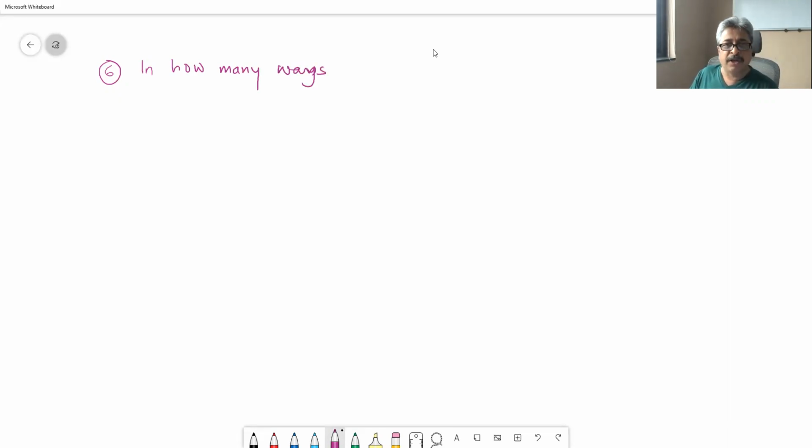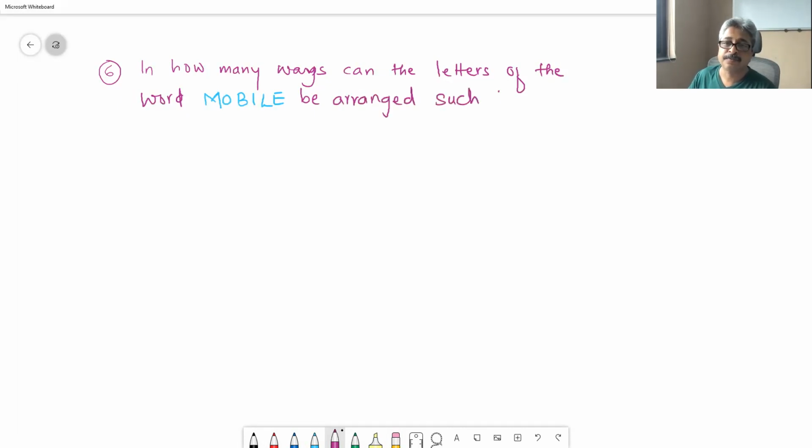In how many ways can the letters of the word mobile be arranged such that consonants occupy the odd places?